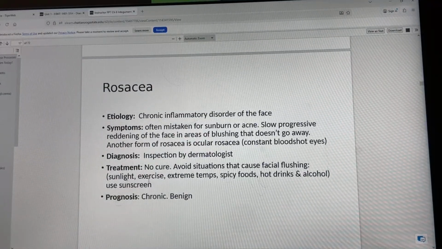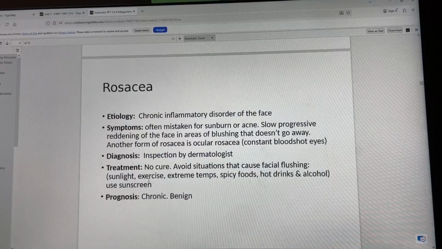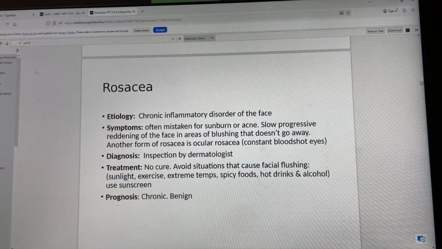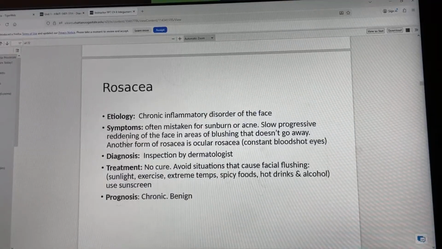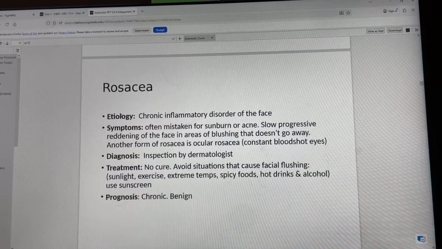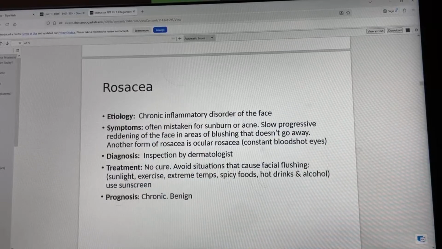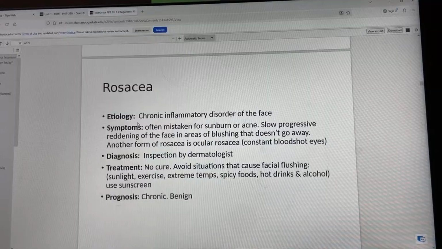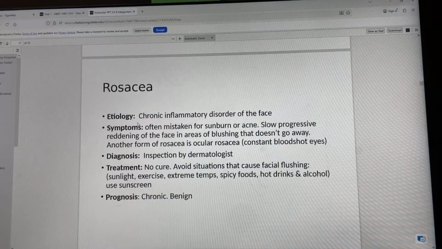Rosacea. Anybody heard of rosacea before? Yeah, it's another pretty common one. A lot of it is usually in the face. The cause of this one is also a chronic inflammation disorder. Symptoms of this, people can often mistake it for either sunburn or acne, just because a lot of the times that's what people have redness from on your face. It tends to just slowly progress.